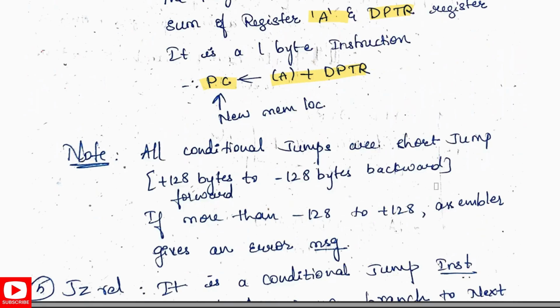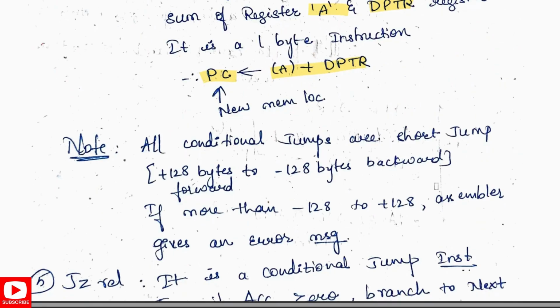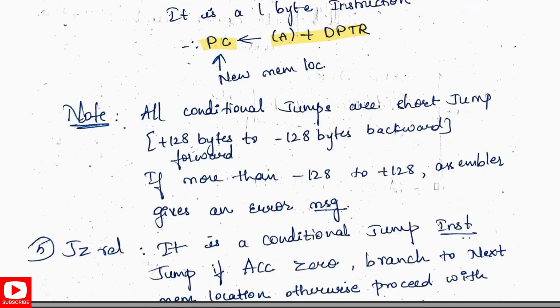Note, all the conditional jumps are short jumps, that is plus 128 to minus 128 bytes. This is forward and backward. If it is more than minus 128 to plus 128, the assembler gives an error message.